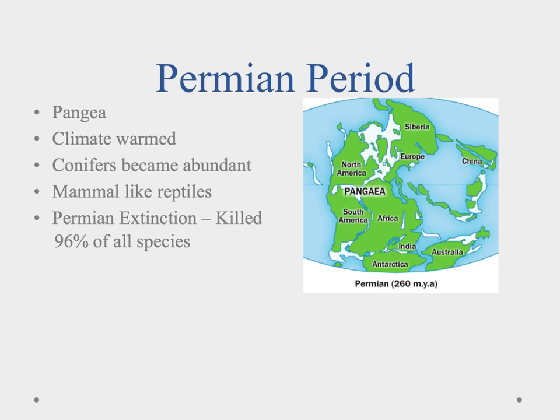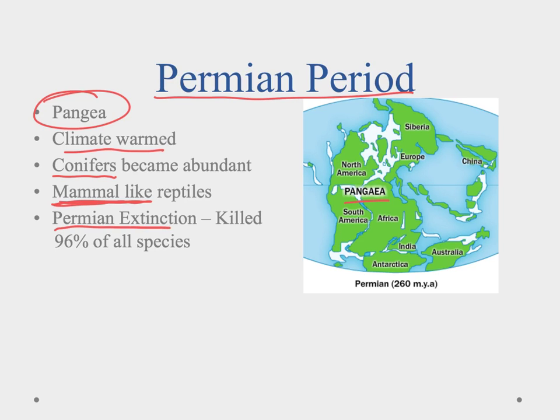Okay, so the end of the Paleozoic is the Permian period, and the Permian period showed us the formation of Pangea. We can see that here, and that's where all of these different land masses came back together to form that supercontinent. Our climate was warming. On land, we had the conifers, or the cone plants, and they became abundant. We started to see some mammal-like reptiles. So some of them had large sails and were able to regulate their body temperature, so we started to see some warm-bloodedness. And then at the very end of the Permian, we had the Permian extinction.